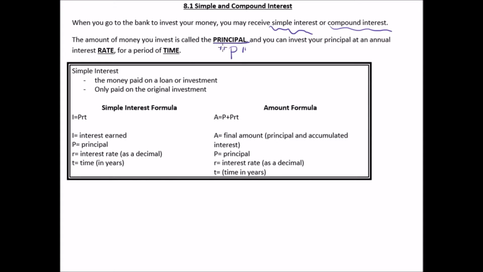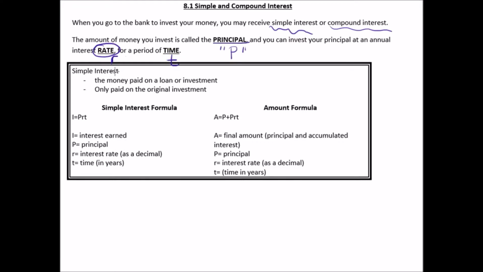So the amount of money that you invest. We can also look at this on the flip side, like the amount of money that you borrow. If you're borrowing an amount of money, then we can also call that the principal. That's the starting amount. And you can invest your principal at an annual interest rate, which is called R, for a period of time.